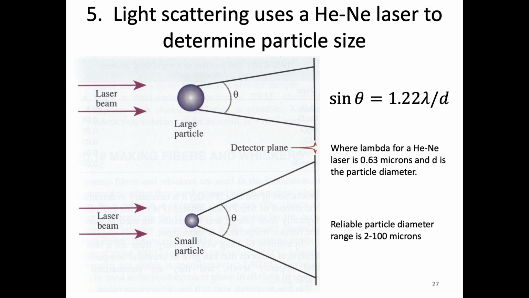Again, all of these methods have their own advantages and disadvantages. This is a very quick method, and the reliable range we can cover is about 2 to 100 microns. So it's in that micron range that we can detect. You're seeing some limitations of these methods if you have really small particles on the nanometer scale, or really large ones.